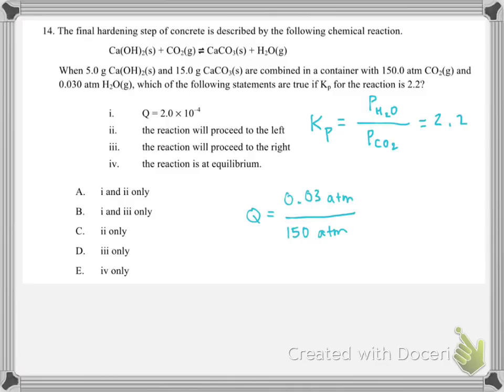Okay, so if we evaluate this Q expression, plug it into our Chem 112 approved calculator, we get this value, 0.002, which is indeed equal to 2 times 10 to the minus 4th. Okay, so this first statement checks out. That's true.